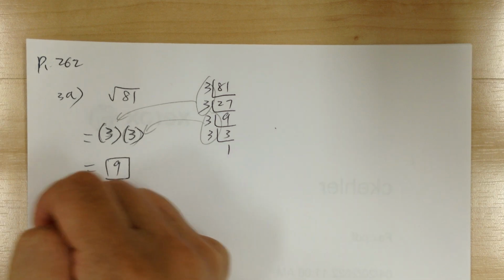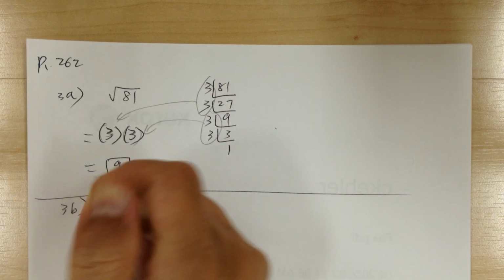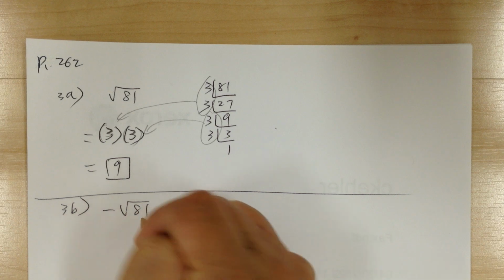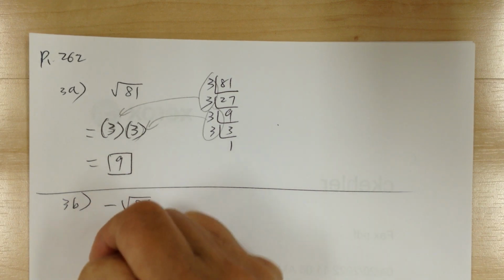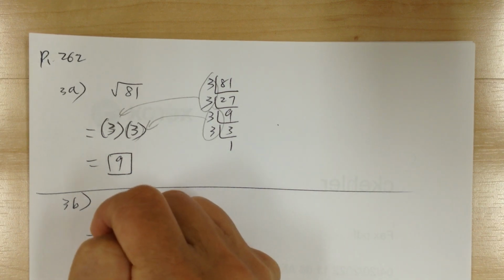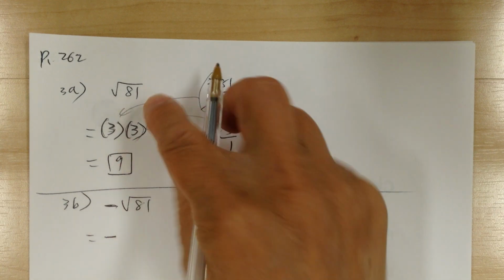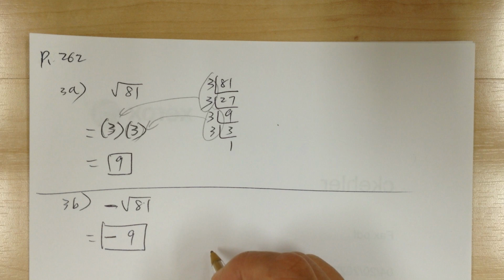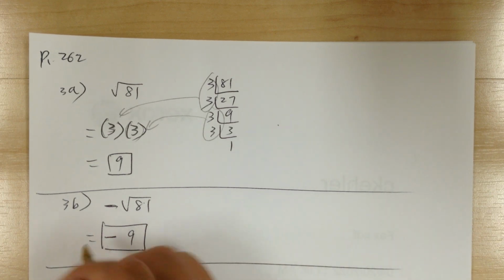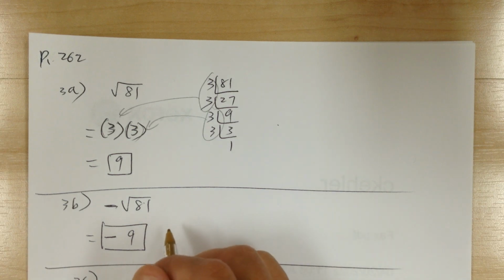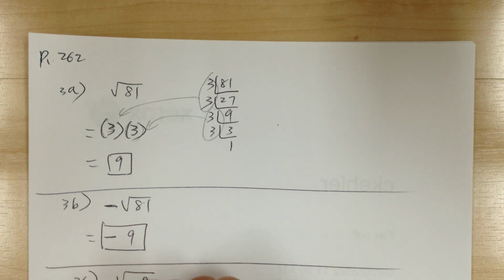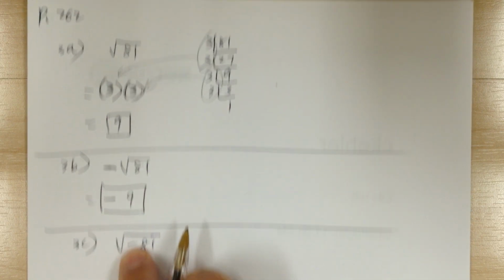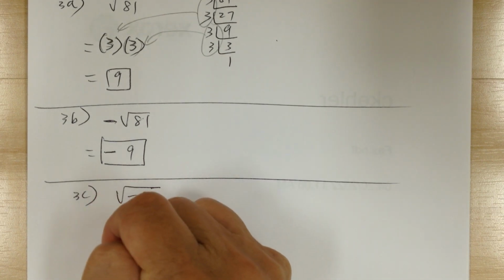So same thing. 3b, you have negative square root of 81. So you can just go down. This is equal to negative, and the square root of 81 from here is 9. So the answer would be negative 9. And same thing with C. 3c, you've got square root of negative 81. Again, when you have the negative inside the square root, this is not real.